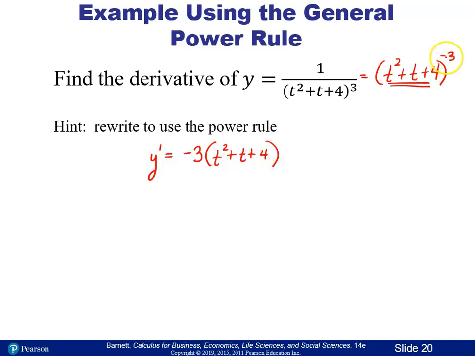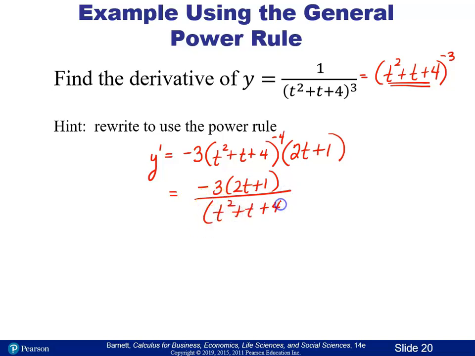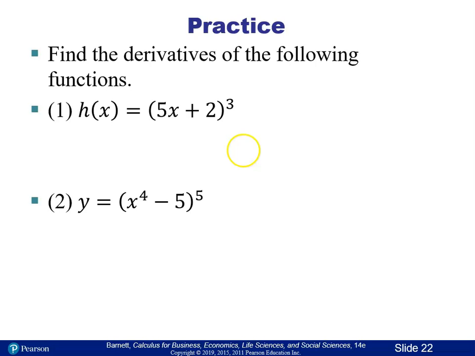I'm going to take 1 from the power, so that makes it a negative 4. And then I'm going to take the derivative of this inside part. So 2t plus 1. Okay. And because this is a negative exponent, if you want to bump it to the denominator so that it becomes a positive exponent for your final answer, that's fine. You're not going to lose points if you don't do that, but it does look a little bit nicer to do that. Okay, here's some for you to practice with.